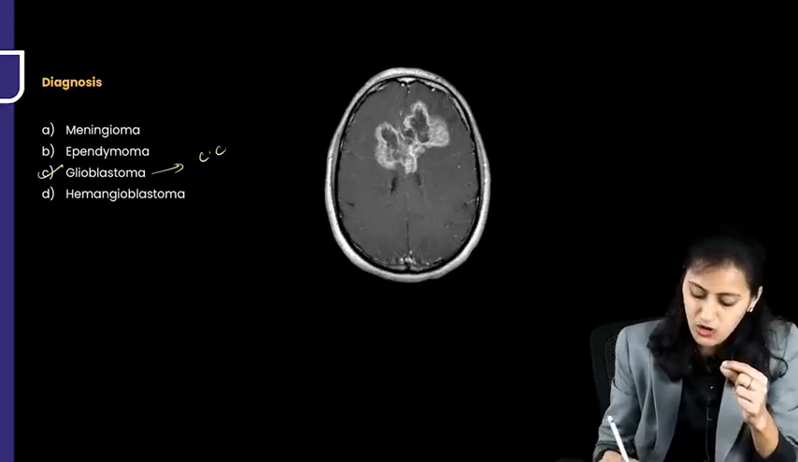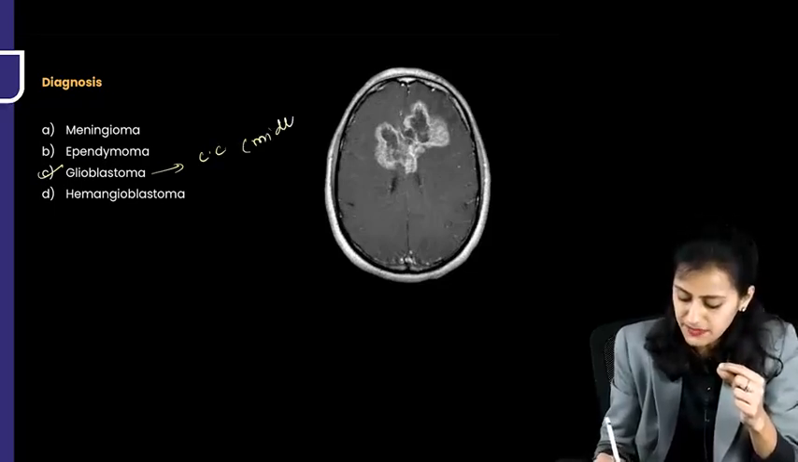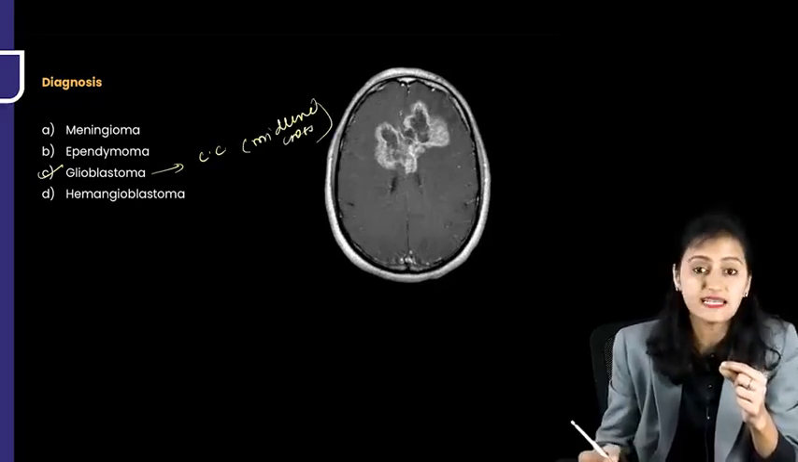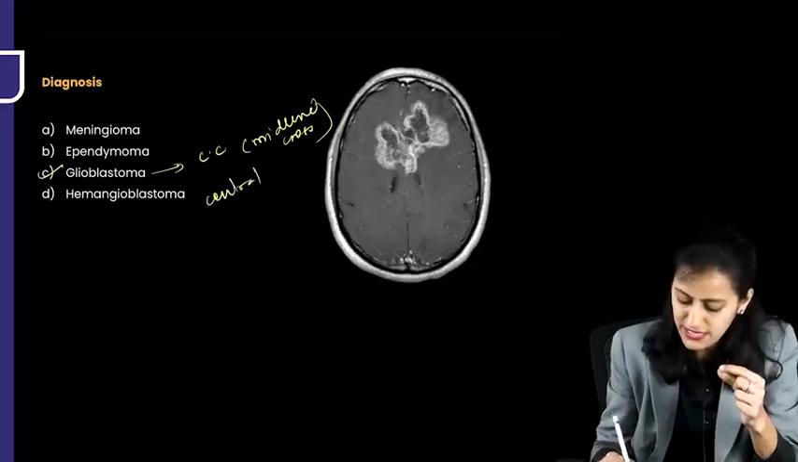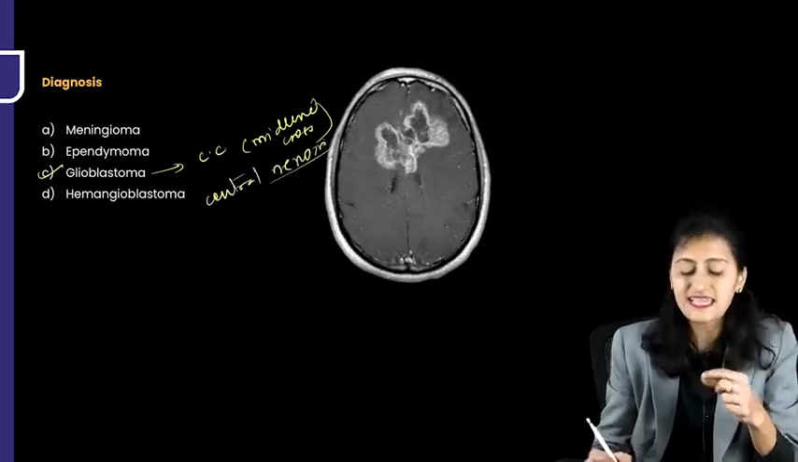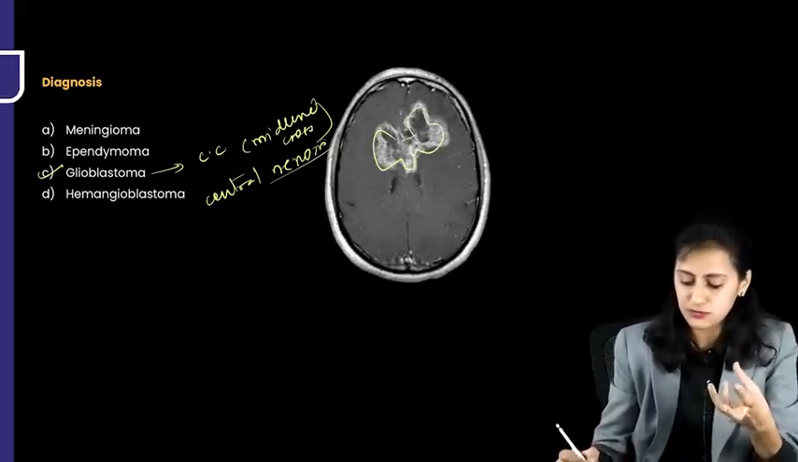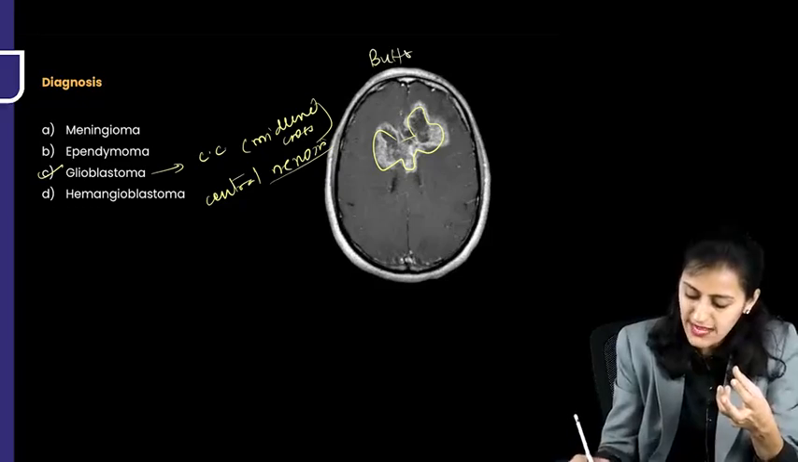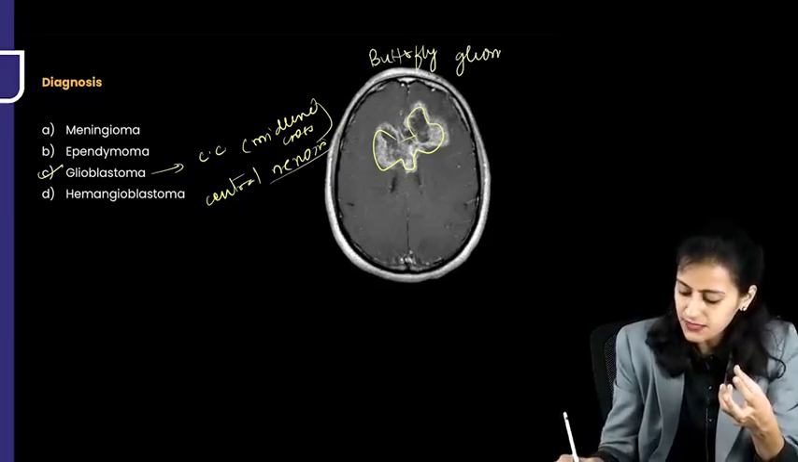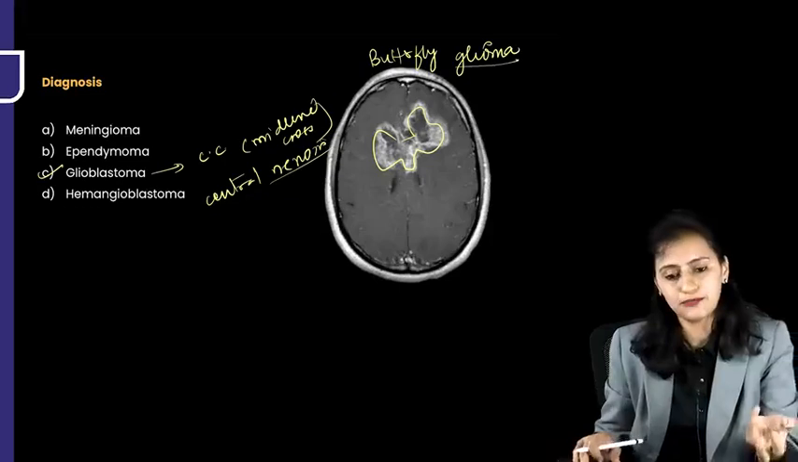So glioblastoma commonly involves the corpus callosum. That means it crosses the midline. It has the central necrosis because it's a high-grade tumor. So these features tell you that this is glioblastoma. This is also called as butterfly glioma. Okay, it is also called as butterfly glioma.